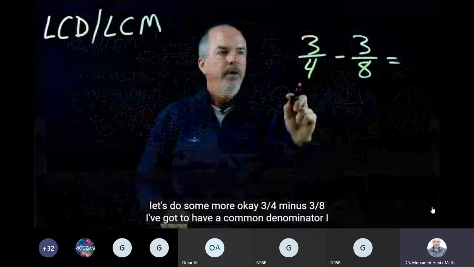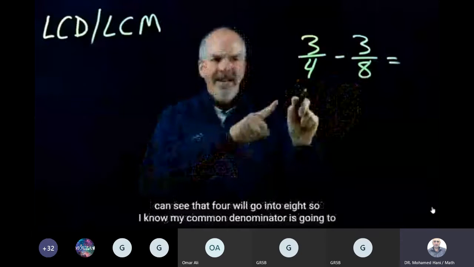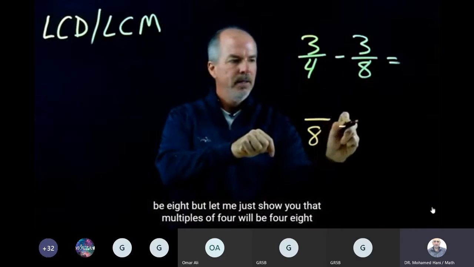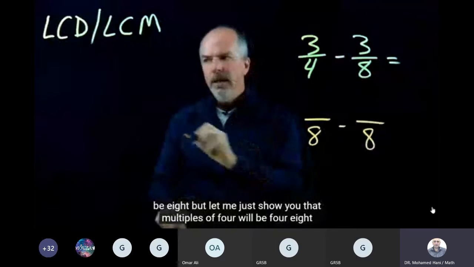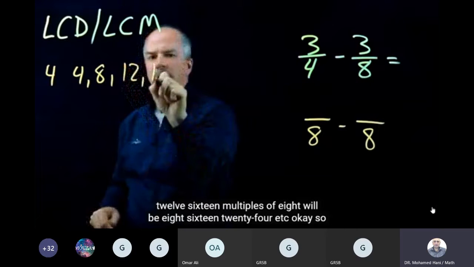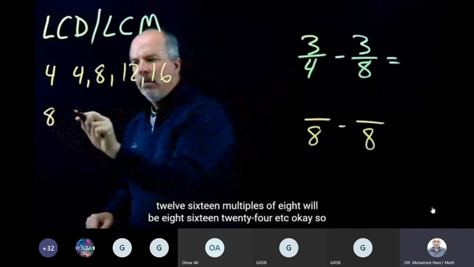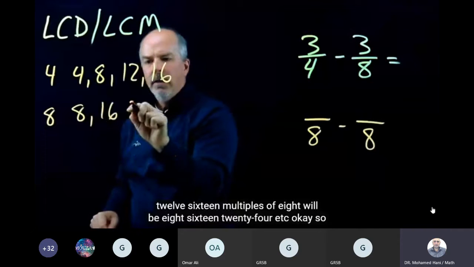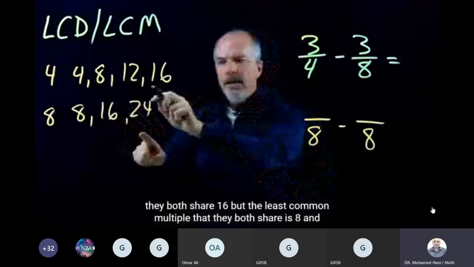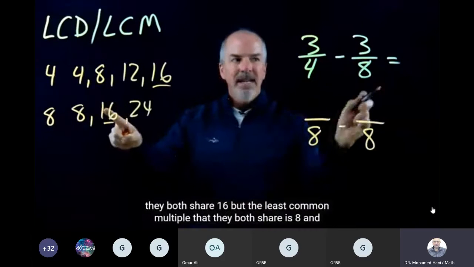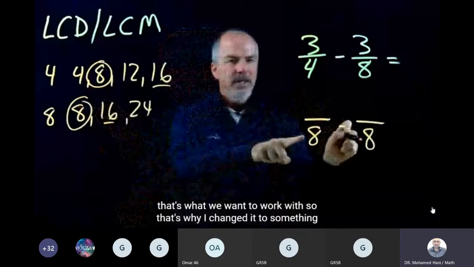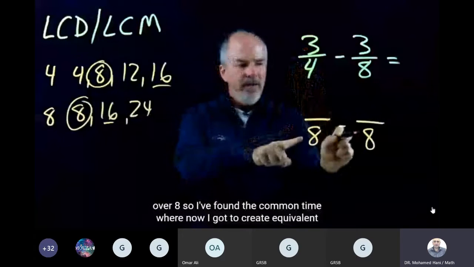Let's do some more. Okay, 3/4 minus 3/8. I've got to have a common denominator. I can see that 4 will go into 8, so I know my common denominator is going to be 8. But let me just show you that. Multiples of 4 will be 4, 8, 12, 16. Multiples of 8 will be 8, 16, 24, etc. They both share 16, but the least common multiple that they both share is 8, and that's what we want to work with. So that's why I changed it to something over 8. So I've found the common denominator.